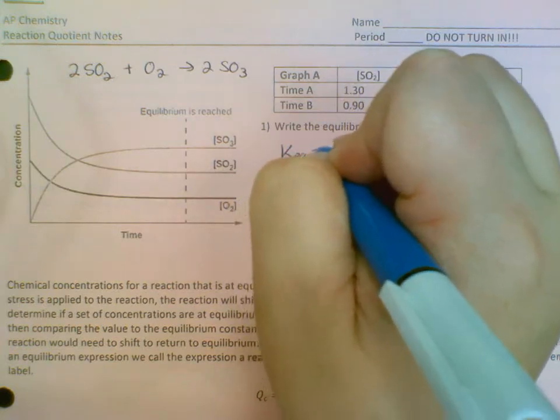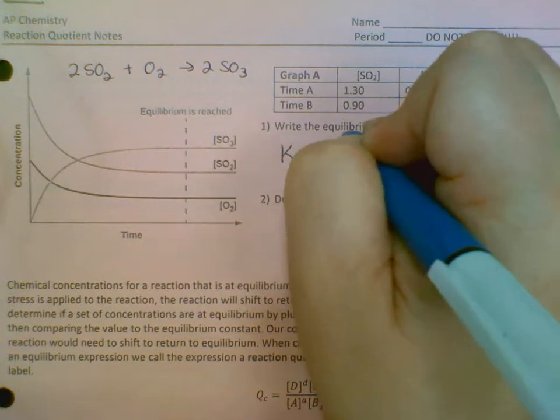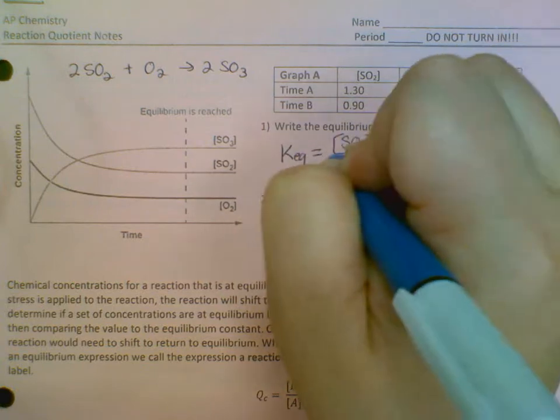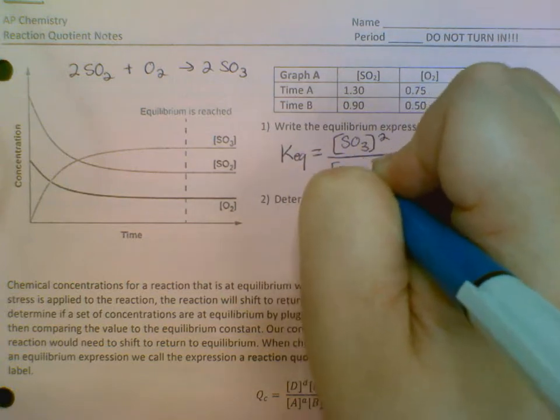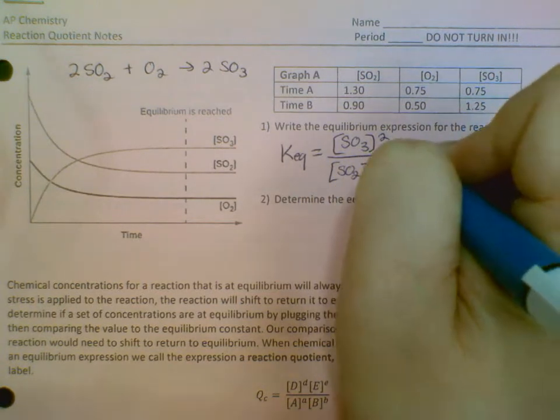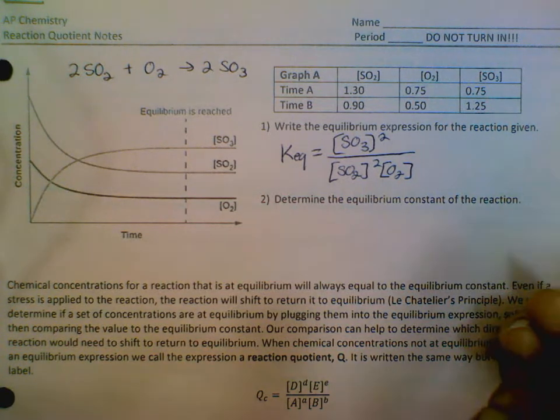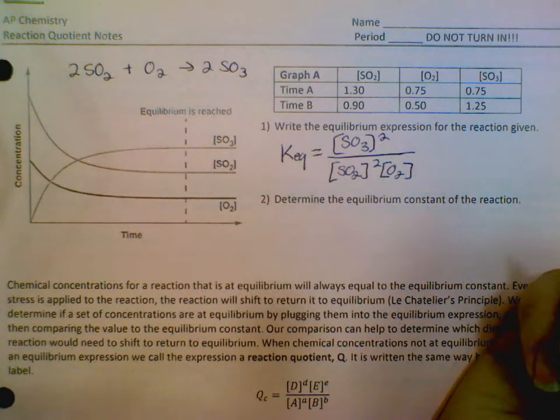So our equilibrium expression would be our SO3 product squared over our SO2 reactant squared times our O2 reactant. So products over reactants, as you've practiced. And then number 2, it says to determine the equilibrium constant of the reaction. All right.